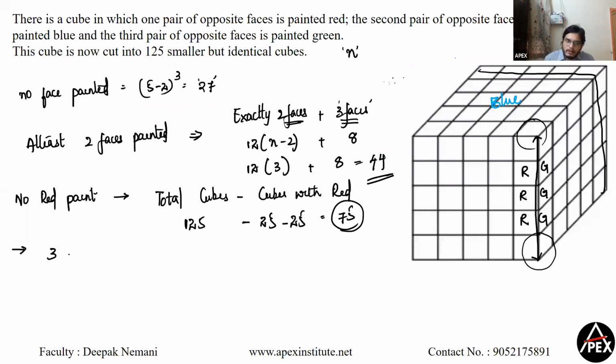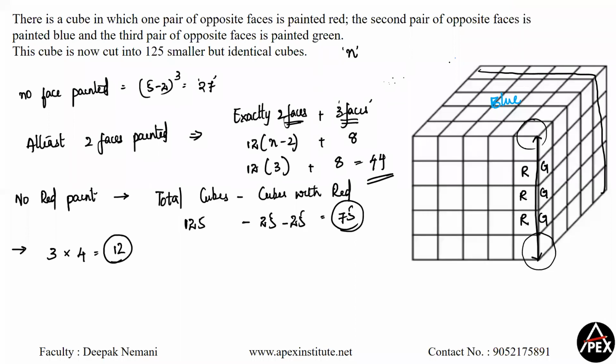Now, how many edges are common between red and green? 4, sir. 4. So 3 into 4, you will be having 12 cubes, okay, with red and green color painted on them. So this is one edge, this is one edge, and this is the other edge. Okay, you have 4 edges. So the answer should be 12.